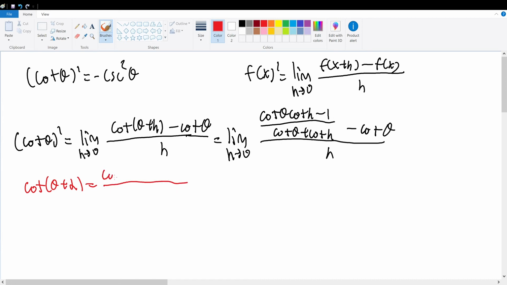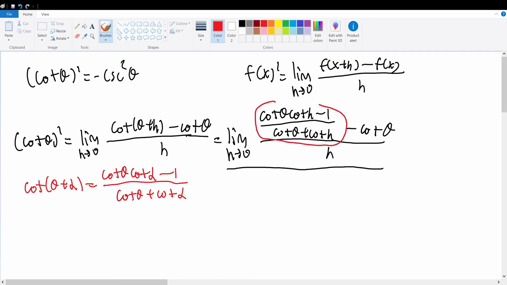This is equal to the cotangent of theta times cotangent of alpha minus 1 divided by cotangent of theta plus cotangent of alpha. This is a trig property that we're going to be needing to prove this limit. So with this trig property of the sum of two angles for cotangent, I've expanded the cotangent of theta plus h as such to obtain the following limit.